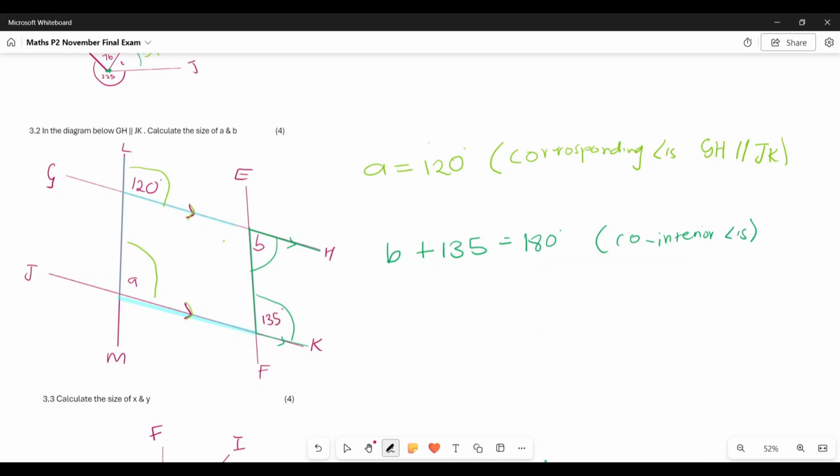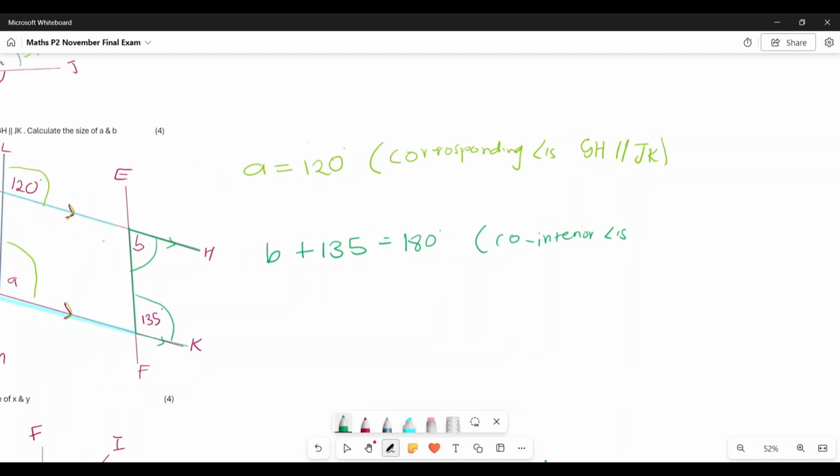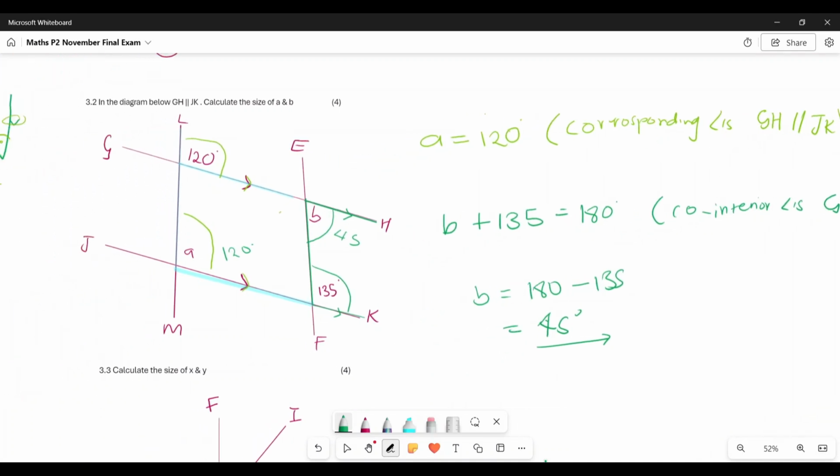All right, now let us name our parallel lines also, right? So let me just name my parallel lines. Our parallel lines are still the same, GH as well as JK. Now, solving for my value of B is going to be equals to 180 minus 135, which is equals to 45 degrees. Now, our angle B is going to be equals to 45, and our A, we solved for it to be 120. And that'll be all for this question.